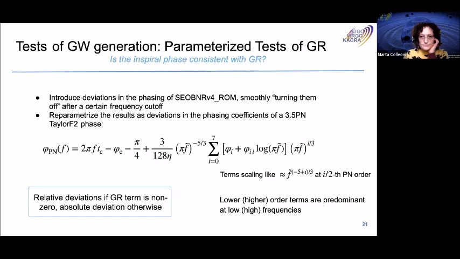And you can see that we have a series here with different phasing coefficients phi. And each order will have a certain scaling with the frequency, with more negative PN orders being more important in the first part of the inspiral, and higher order terms becoming more important towards the end of the inspiral.